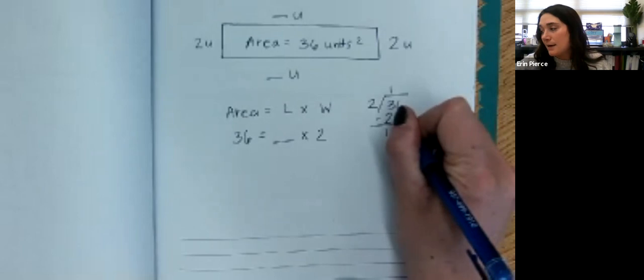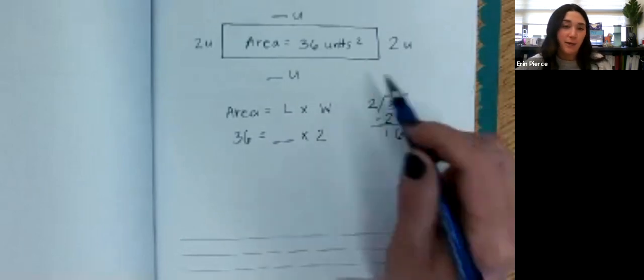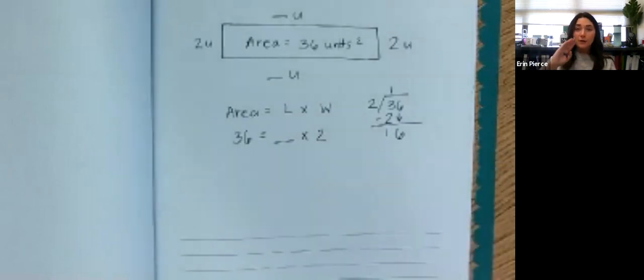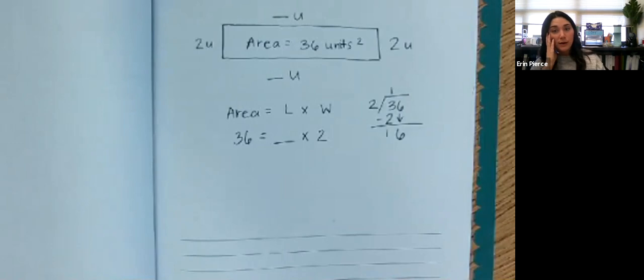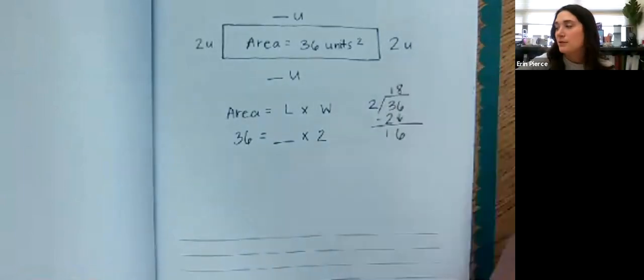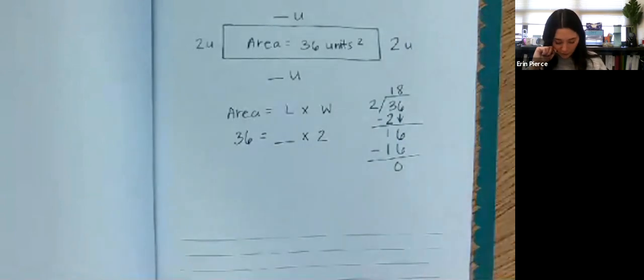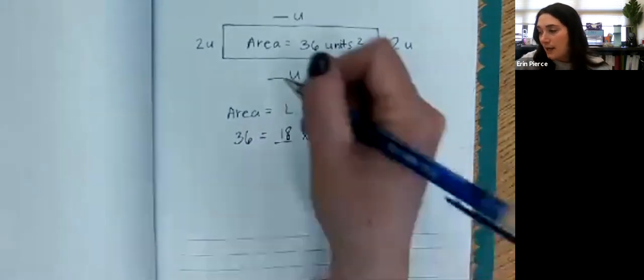Then I have to remember to bring down that 6 from the 1's place. That I'm now dividing 16 divided by 2. Think of your multiplication facts. 2 times something equals 16. What is that factor, that missing factor? Mason? 8. So 2 times 8, 16. I subtract, I get 0. So for my missing length, I can put 18 units.